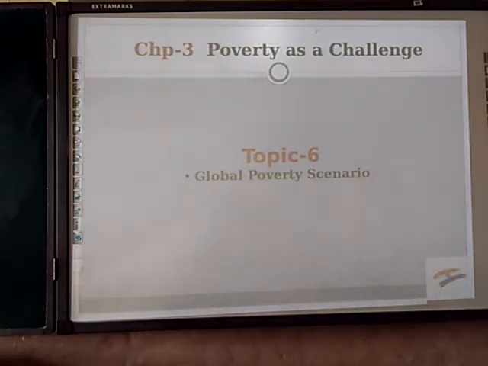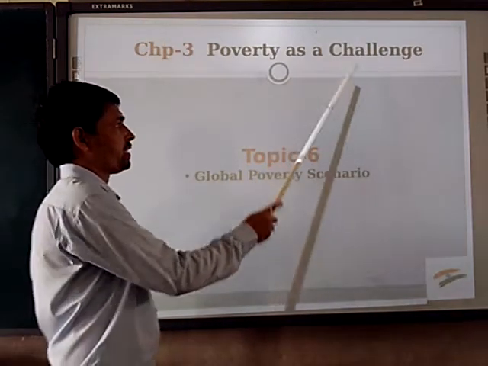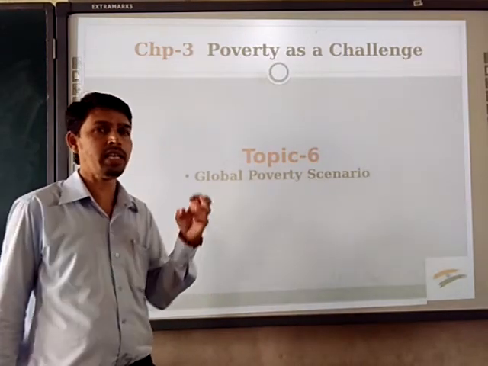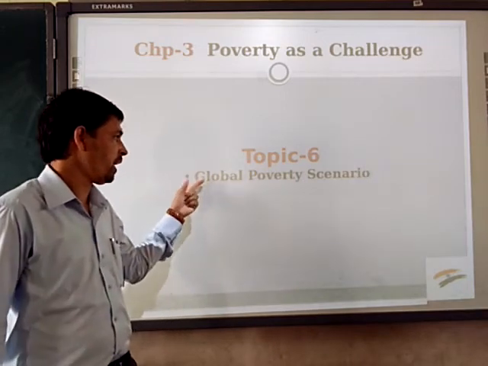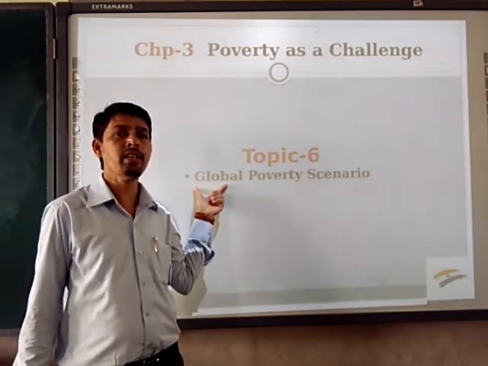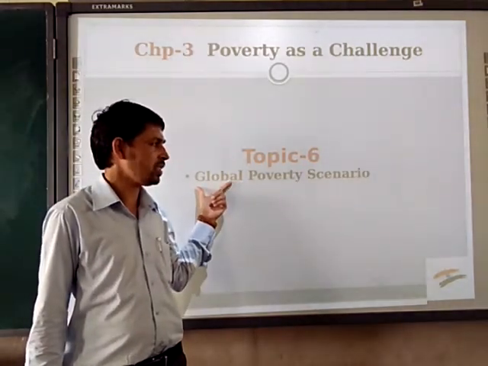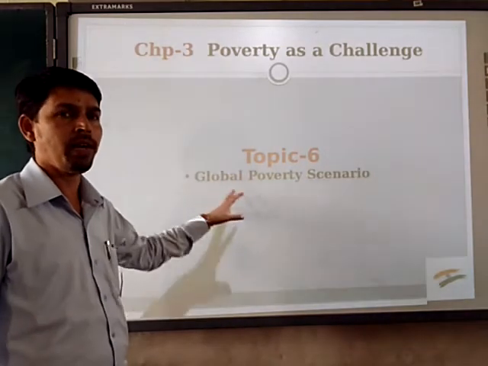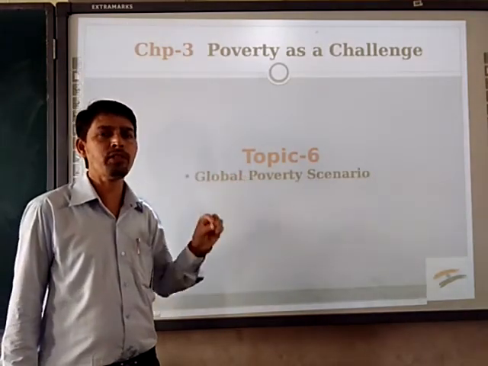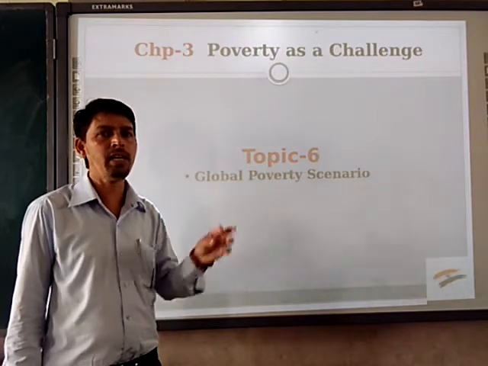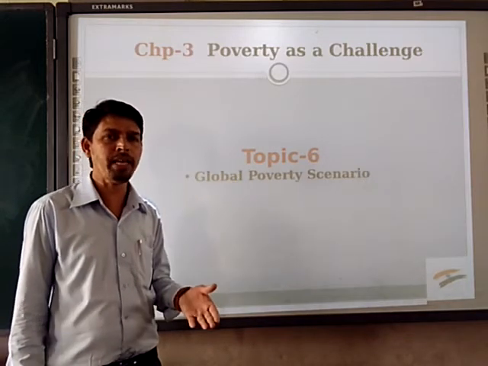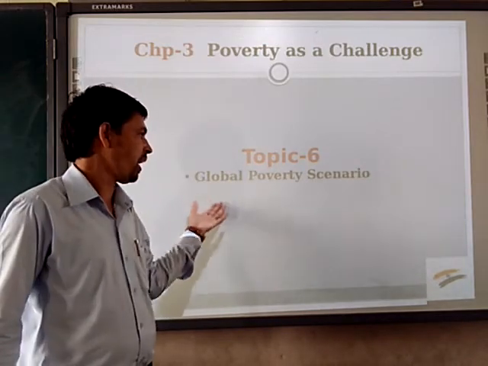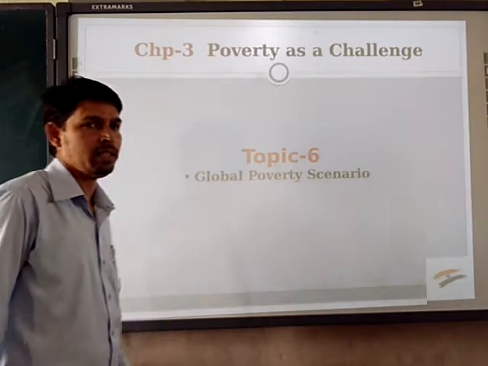Yes, we are on chapter number 3, poverty as a challenge. I stated economic status, economic value in social science. Today in chapter 3, poverty as a challenge, we are going to discuss the global poverty scenario. In this point we are going to see certain graphs, tables and illustrations which will help you understand the facts and figures related to poverty estimation and how the global poverty scenario is.